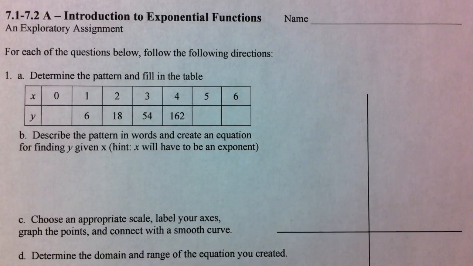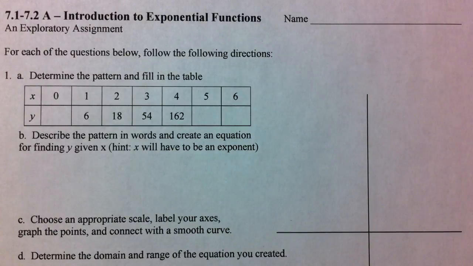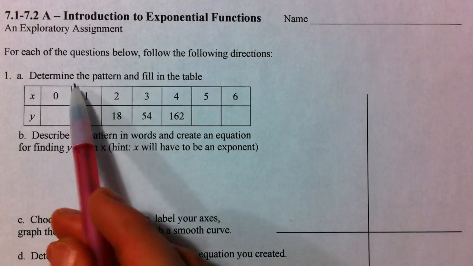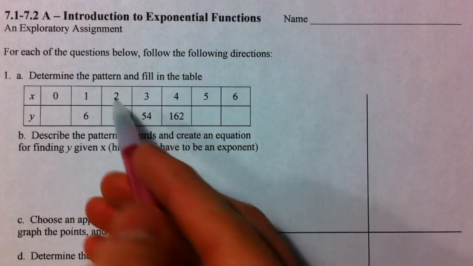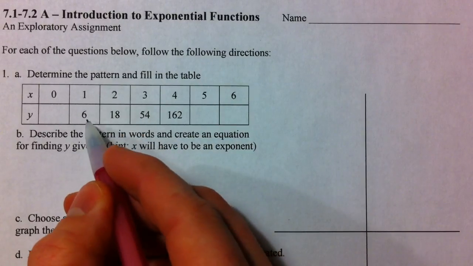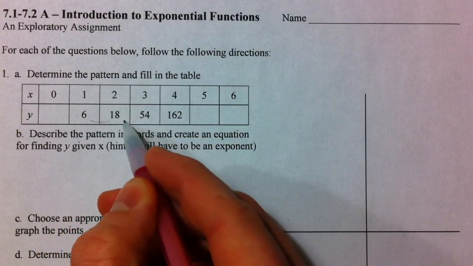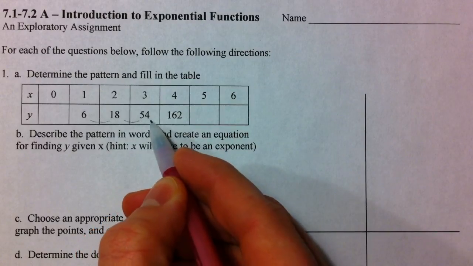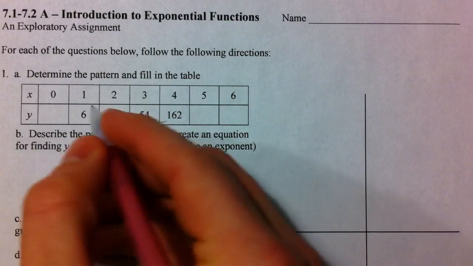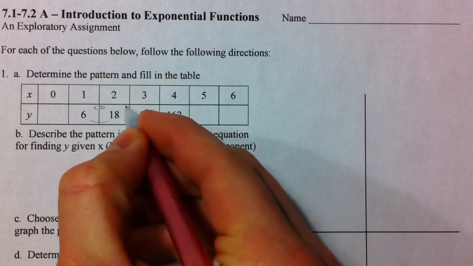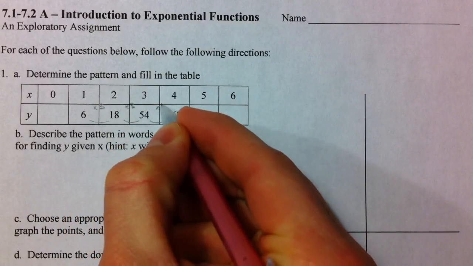All right, so let's take a walk through this little intro to exponential functions. Let's take a look at this pattern. How do we get from 6 to 18, and 18 to 54, and 54 to 162? If you multiply each of those by 3, that's how you're getting to the next one.